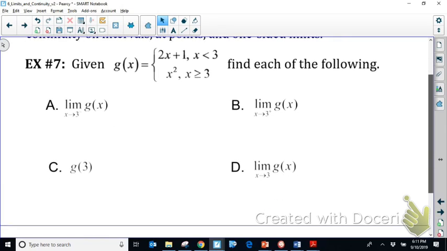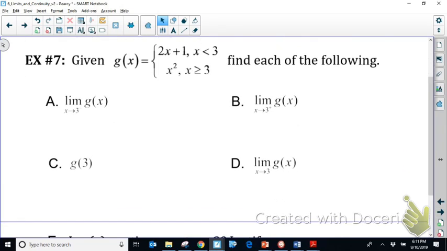So we have this function g, this piecewise function, and we want to find each of the following pieces. Well, these shouldn't be too difficult to do. Part A is asking us to evaluate the left-hand limit as x approaches 3. Which is pretty simple enough. You can put 2.999 in there or whatever, but here it's just simple enough to put in the 3 there. So the left-hand limit is going to show that it's going to approach 7.